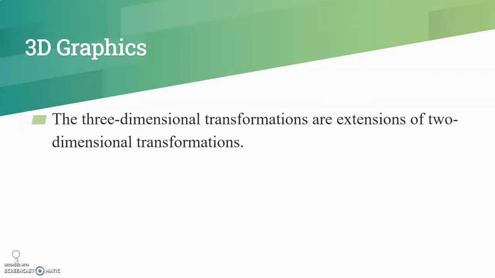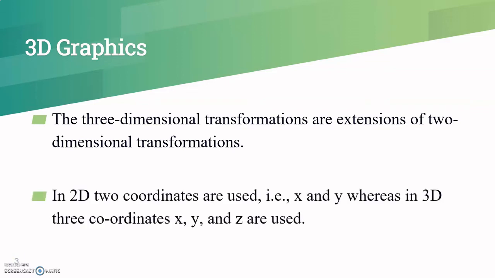So 3D graphics, the three-dimensional transformations are extensions of two-dimensional transformations. So first of all, I'm going to discuss 3D transformations. In 2D, two coordinates are used, that is x and y, whereas in 3D, we use three coordinates, that is x, y, and z.